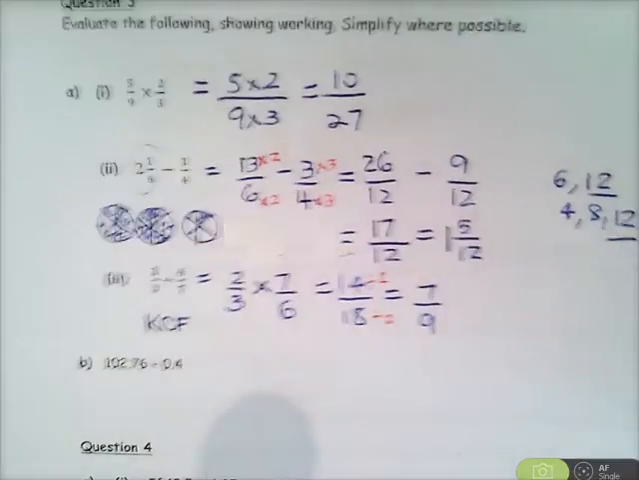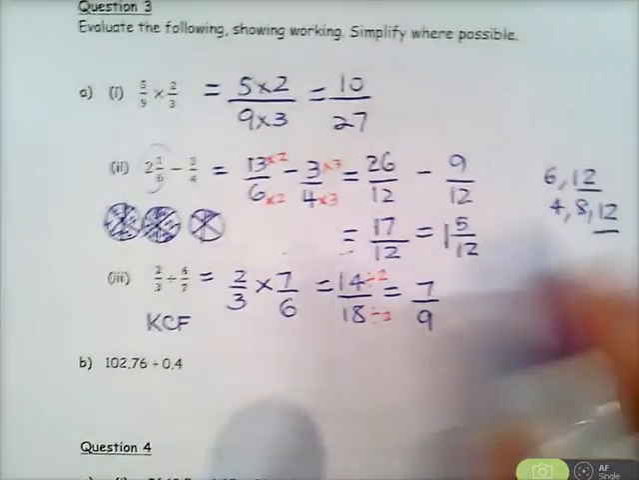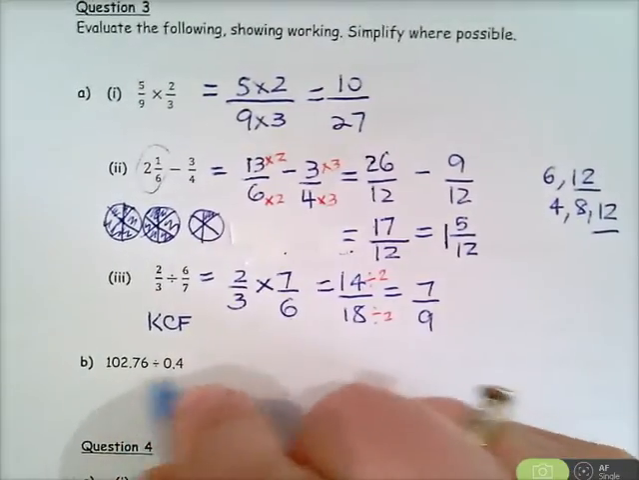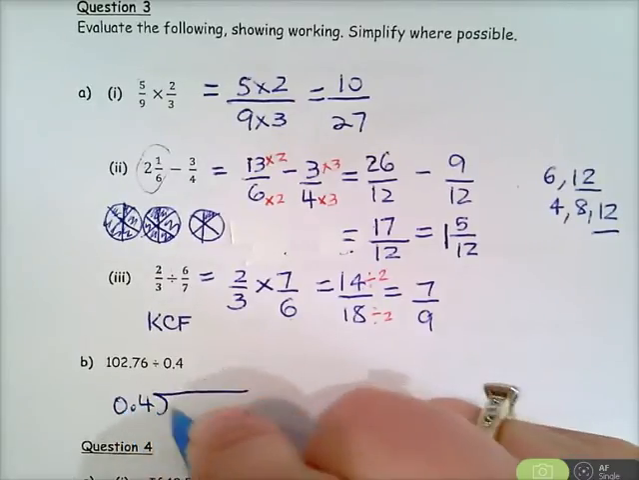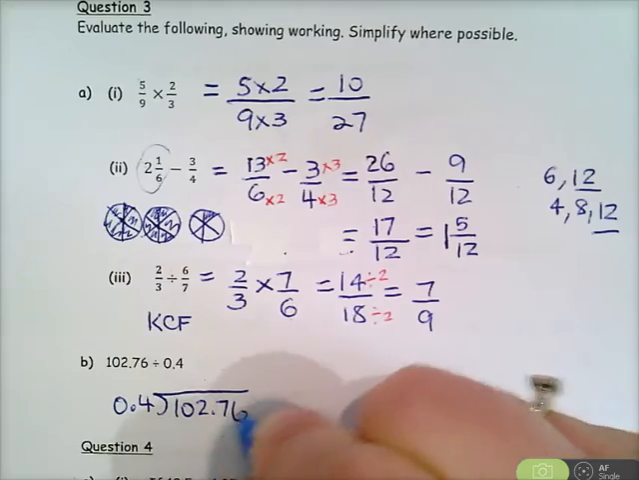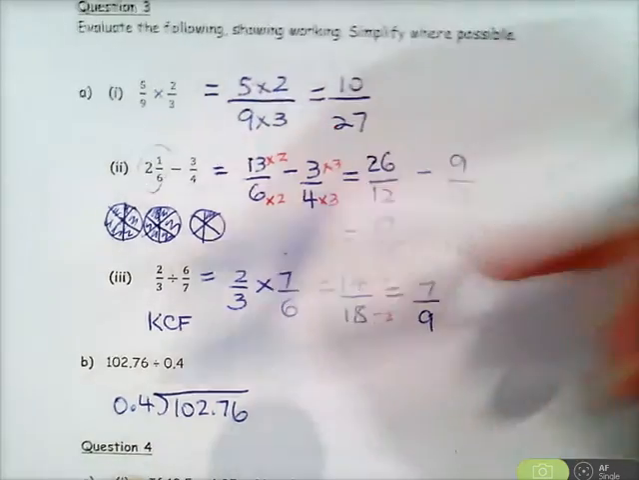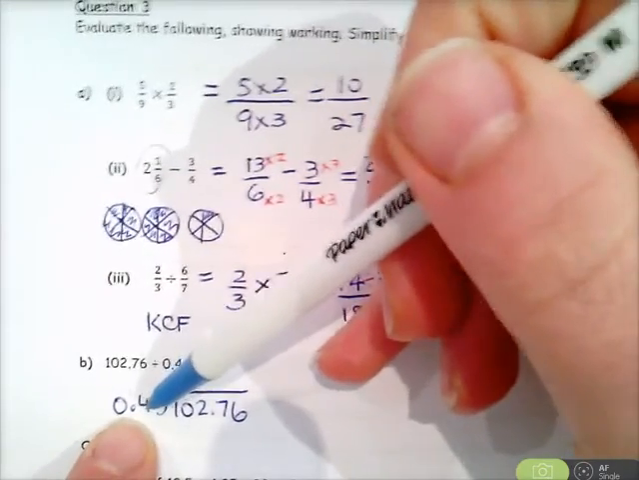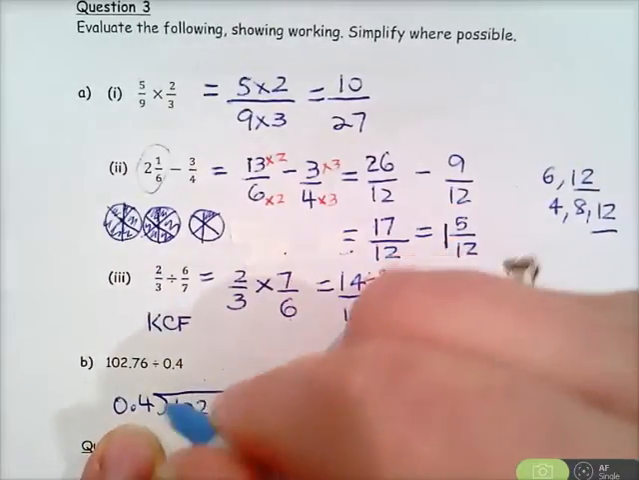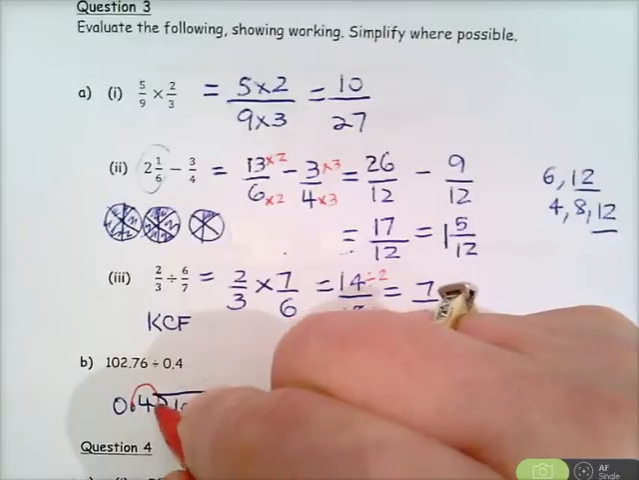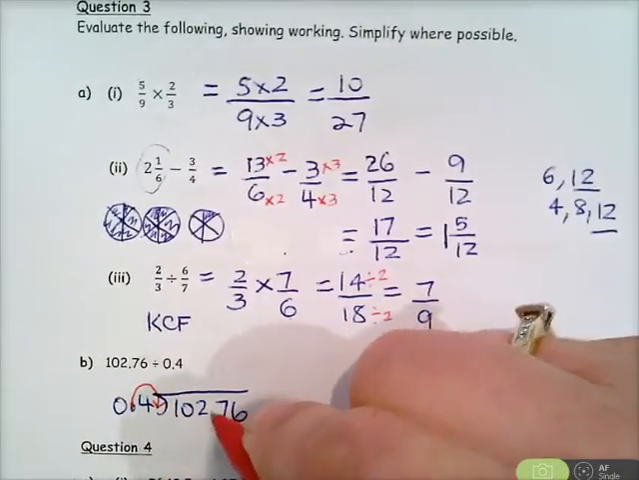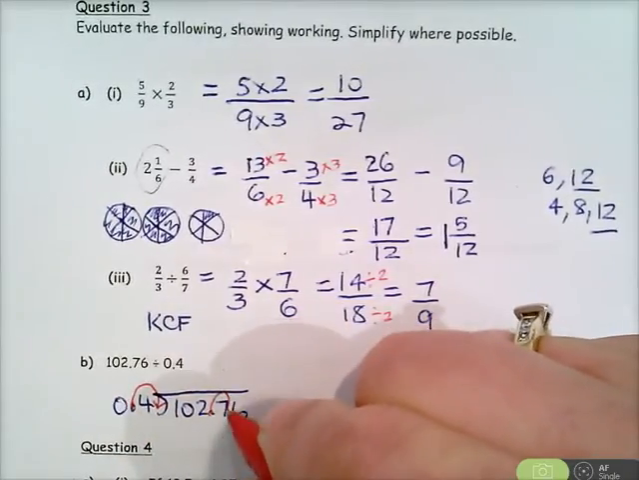Okay, now for the next question, dividing. Now this really means 0.4 into 102.76. Now we can only do this question if we've got a whole number here. So what we need to do is we're going to move the decimal point 1 place to the right here. And I can't just do that there, I have to also do it here.